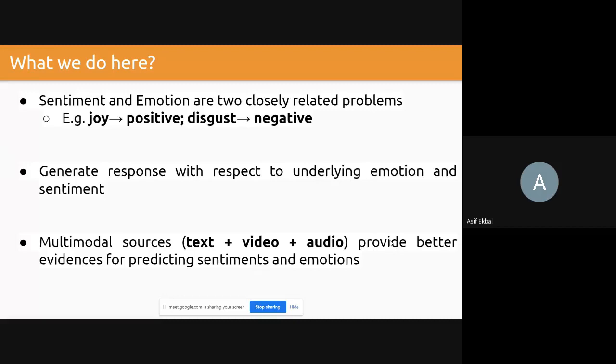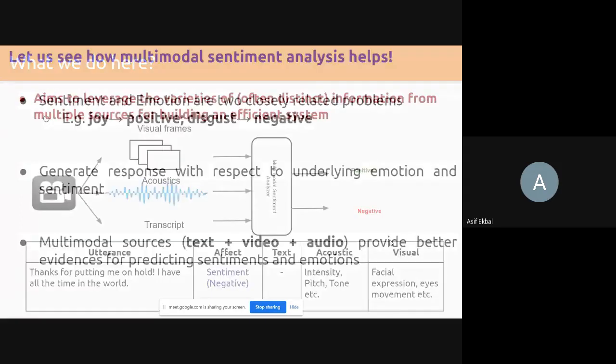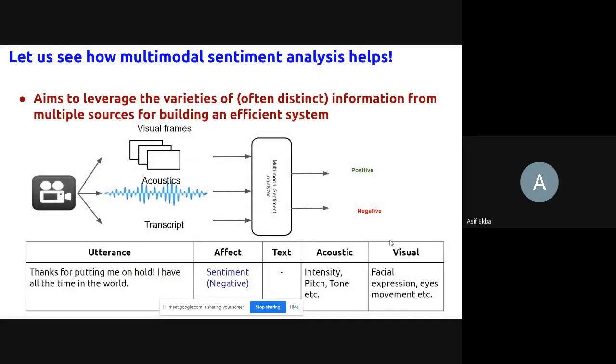And as I mentioned previously, if you have multimodal sources, then it provides better evidence. So in this example, let's say you say, thanks for putting me on hold, I have all the time in the world. Now from this, if only text is available, it is very hard for the machine to detect that the speaker has a negative sentiment or a kind of sarcasm.